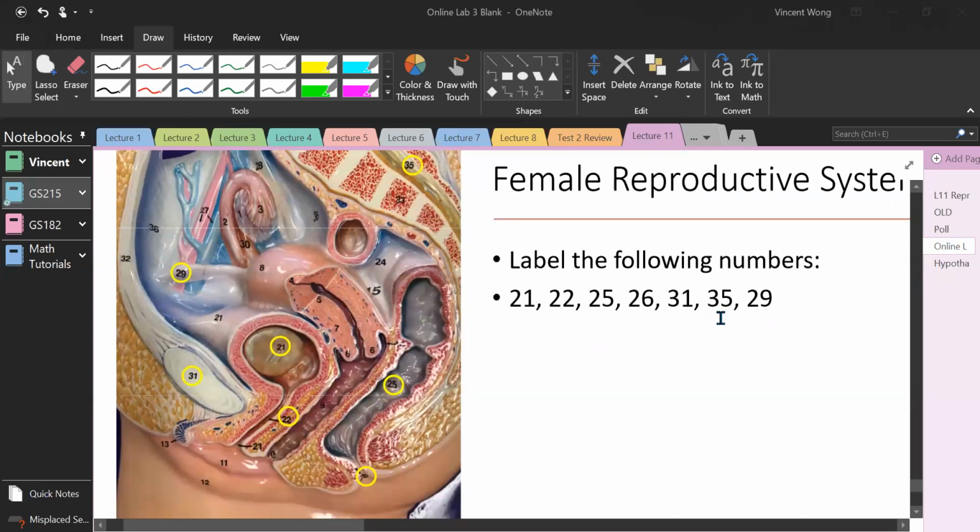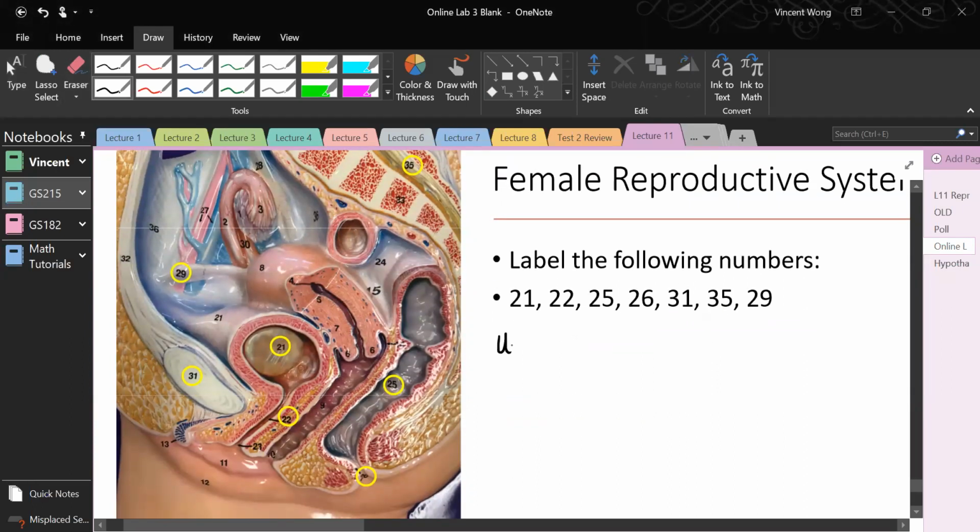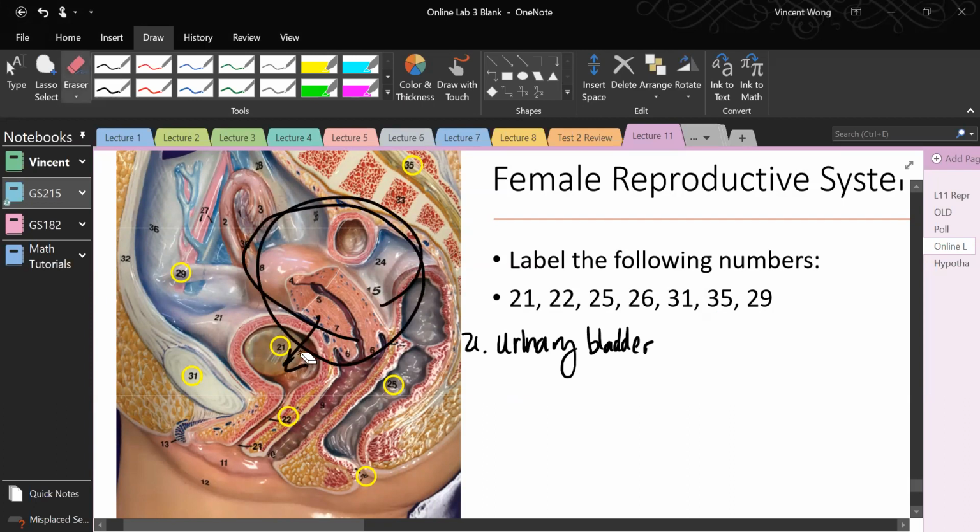Twenty-one is right here. That's the urinary bladder. When the person is pregnant, the baby gets really big and it presses on the urinary bladder, so again, you will have the urge to go pee all the time. 22 is right here. Urine is going to come out from here. That is the urethra, much shorter in females.